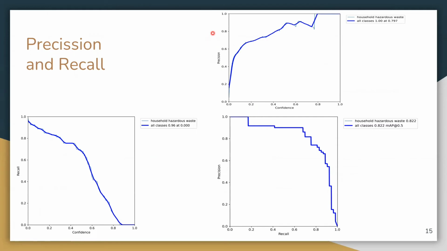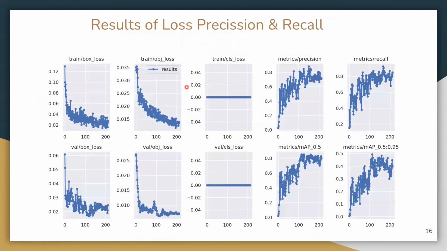This is precision and recall. We can see precision is a measure of result relevancy or quality of results, and recall is a measure of how many truly relevant results are returned, or quantity of results. So we can see from the picture that the result is standard medium, not good and not bad. After that, we have the result of loss, precision and recall.